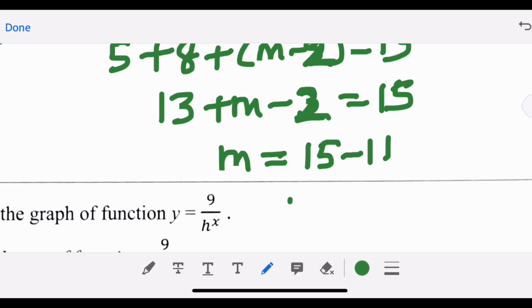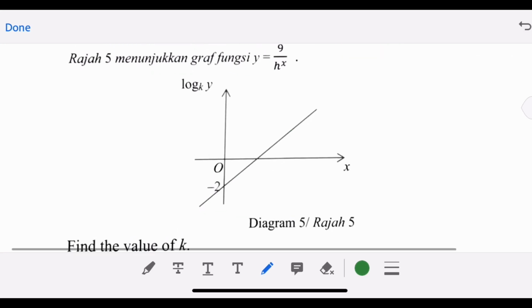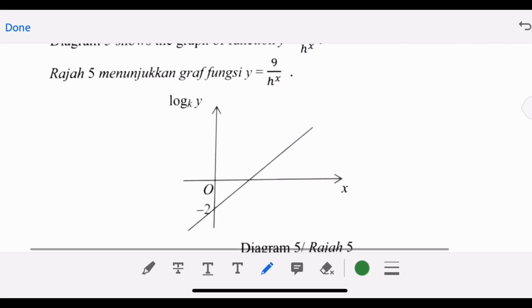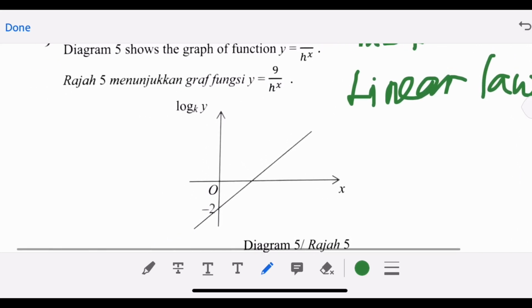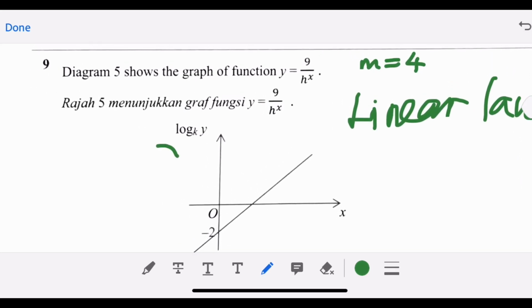Okay, we have solved the statistic question, which is quite easy. Now let's proceed to the next one, which is actually the linear law. So you are given the graph log y plotted against x, and you have a straight line cutting at the point -2. So this is a linear law. So now let's see how to solve this.